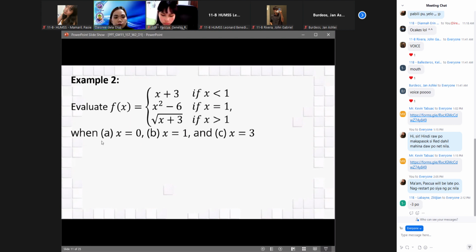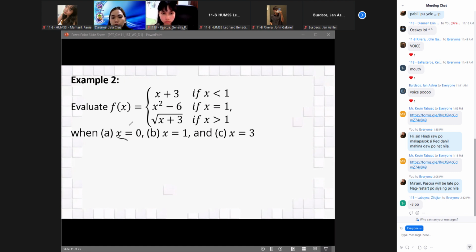Okay? So, now, for letter A, ang x daw natin is equals kay 0. And then for letter B, ang x daw natin is equals kay 1. And then for letter C, x natin is equals to 3. Okay, so dun muna tayo kay letter A. So yung A daw natin is x is equals to 0.